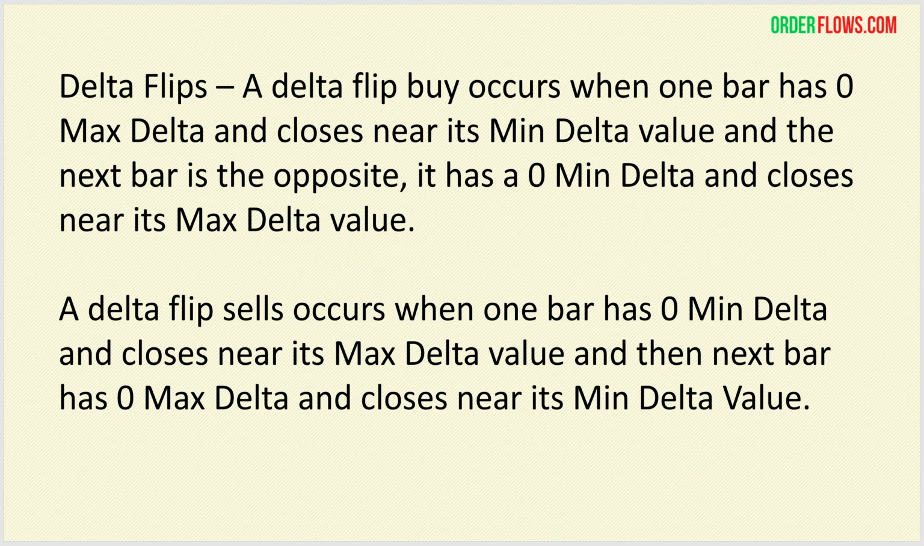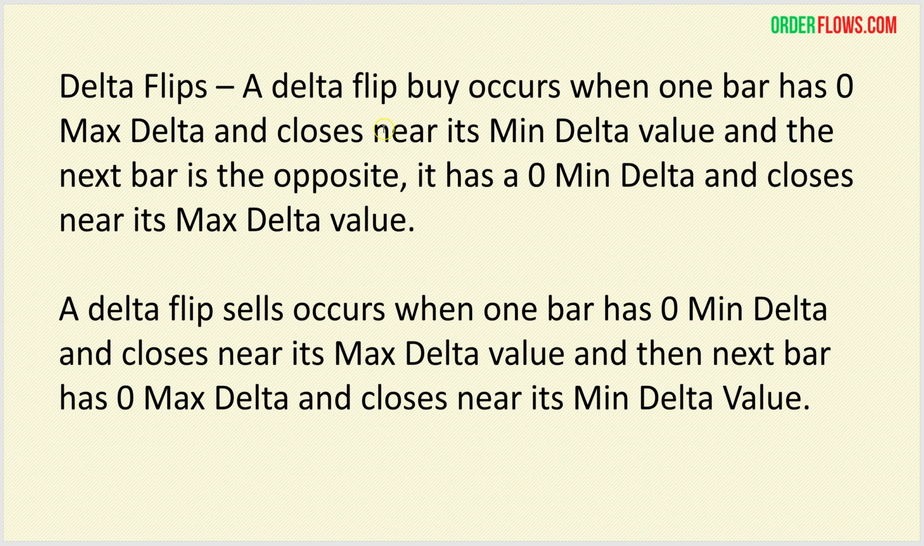Now, a delta flip buy occurs when one bar has 0 max delta and closes near its min delta value, and the next bar is the opposite. It has a 0 min delta and closes near its max delta value. And a delta flip sell occurs when the opposite is true. One bar has 0 min delta and closes near its max delta value, and then the next bar has 0 max delta and closes near its min delta value. This is why I talked about max and min delta in a previous lesson, so you can understand its importance and what it is, so that you can use it in this lesson to find the delta flip.